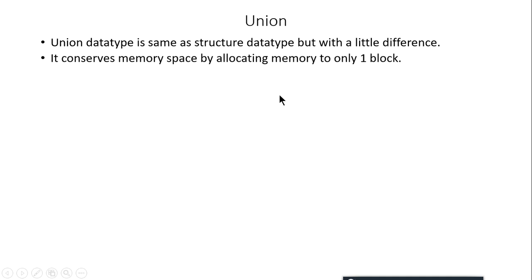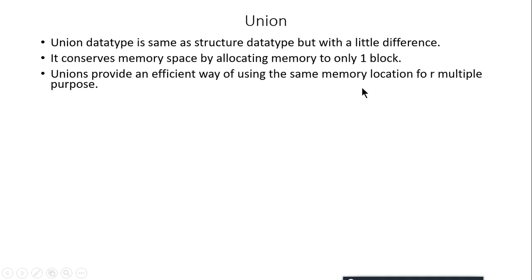Now after doing the structure, we can create a union. Similar to a structure, you can create a union object as well, or a union data type. There's not much difference between structure and union. The only difference is that a union conserves memory space by allocating memory to only one block. Unions provide an efficient way of using the same memory location for multiple purposes. So instead of giving separate memory locations to roll number, name, marks, or account number, name, balance, the highest memory size will be picked and the memory is allotted to that size.